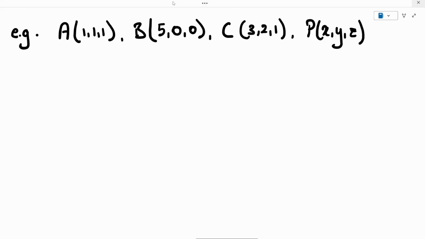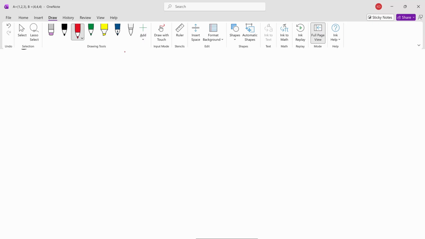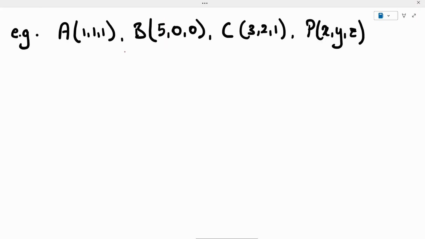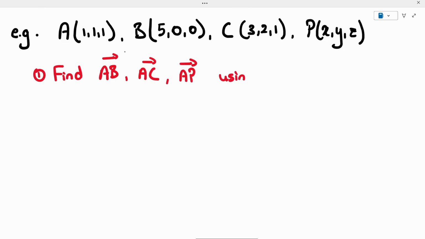So what I want you all to do first is find step 1, find AB, AC, and AP using vector addition.